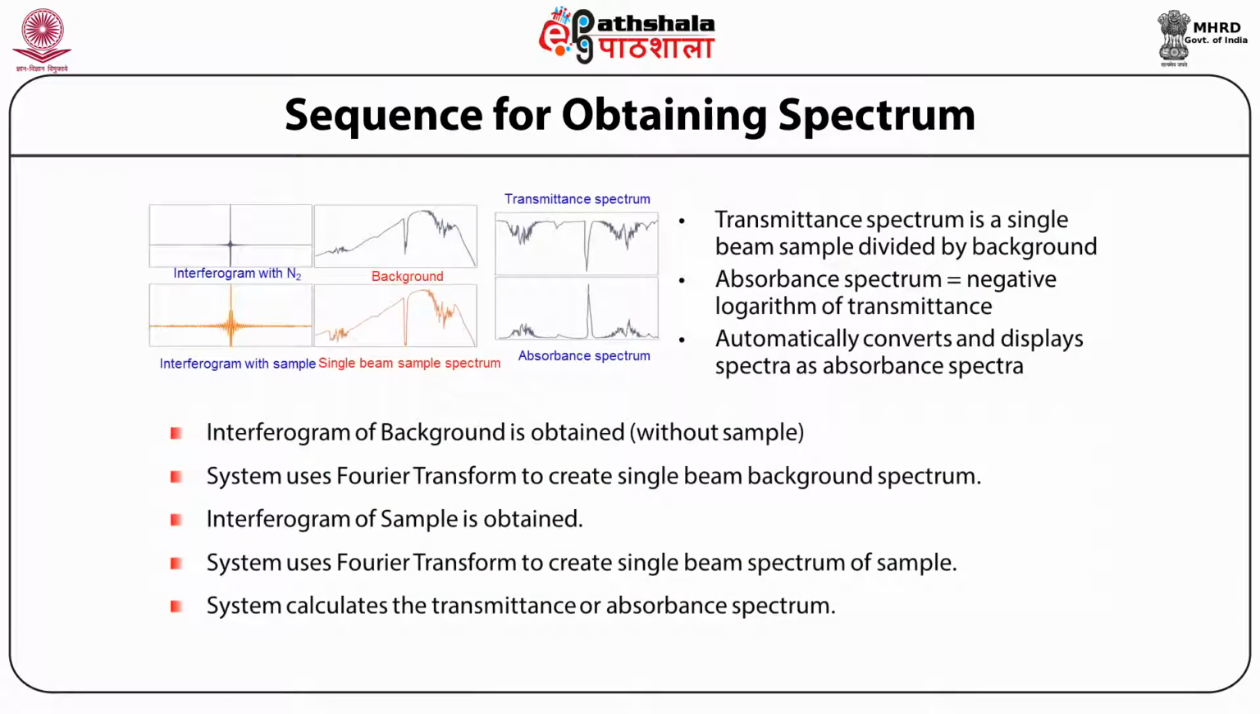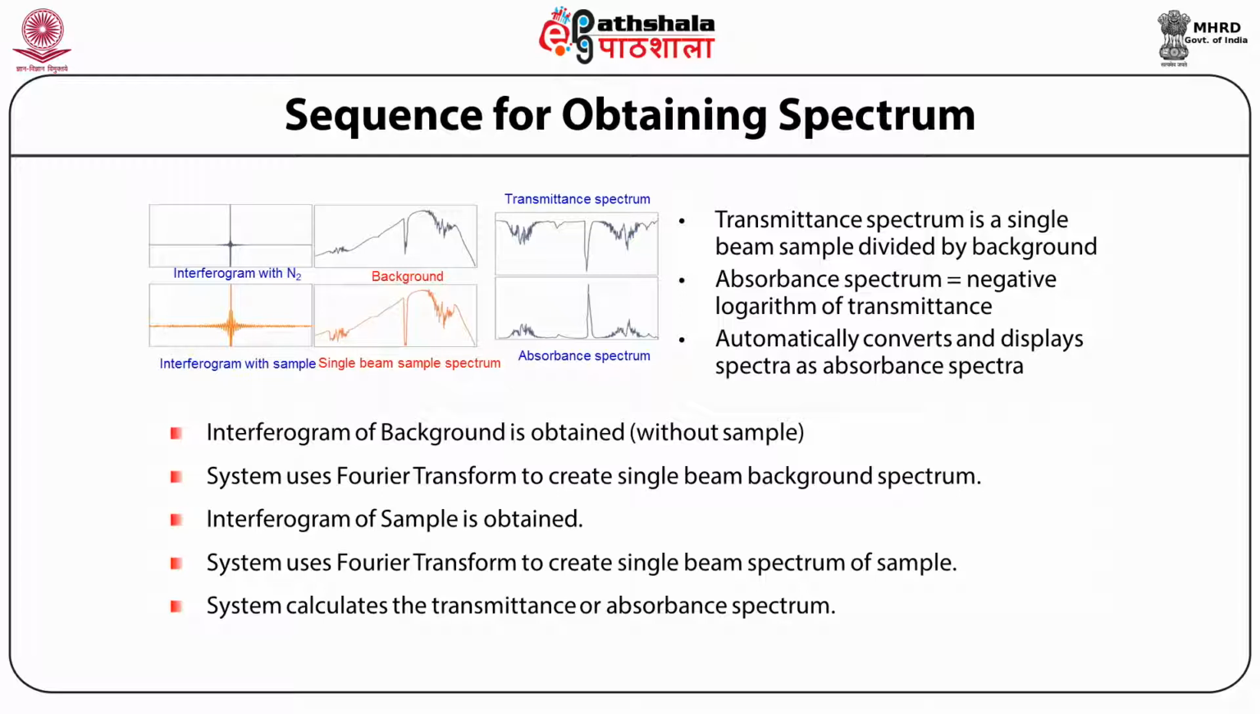We discuss the sequence of obtaining an IR spectrum. You can see here in the figure the interferogram with the nitrogen background, the background peak and the transmission spectrum. Similarly, the interferogram with the sample, single beam spectrum and absorbance spectrum. The transmission spectrum is the single beam sample divided by the background. Absorbance spectrum equals the negative logarithm of the transmittance, and the system automatically converts and displays spectra as absorbance spectra.